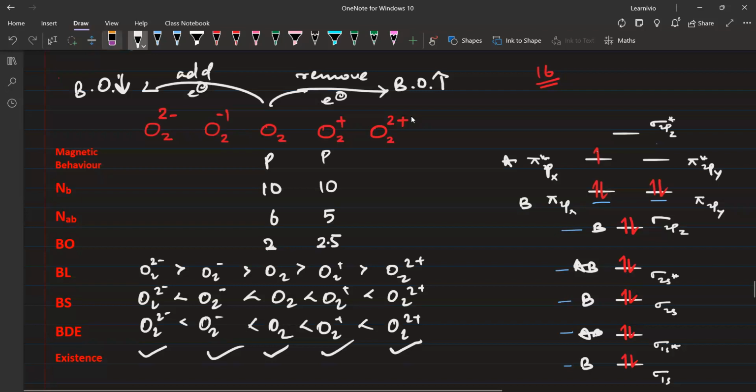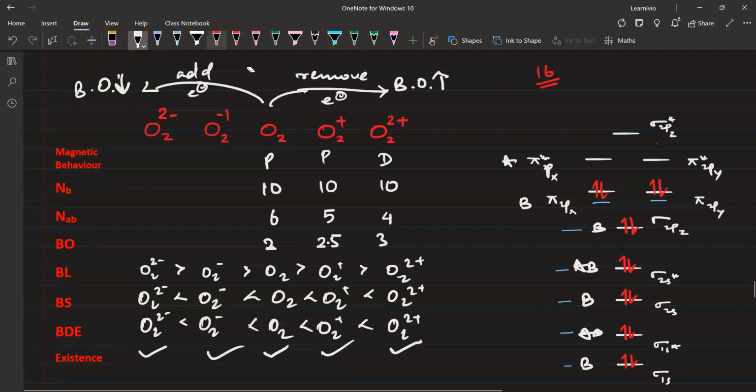Now moving on to O2 2 positive. I'm removing 2 electrons from the O2 molecule. If it were O2, it would look like this. I'm removing 2 electrons from here, 1, 2. Now, if you see here, it is diamagnetic. Why? Because there is no unpaired electron. The number of bonding will still be 10 because we have not touched the bonding electrons. The number of anti-bonding will become 1 less, that is equal to 4, and the bond order will become 3.